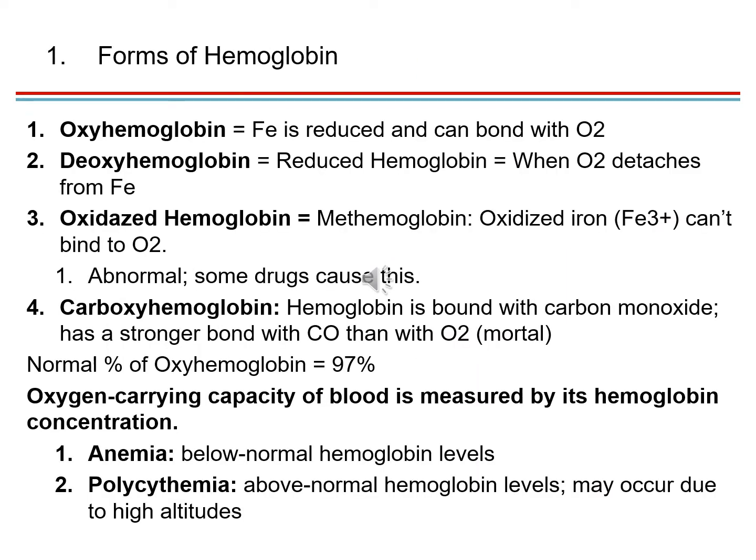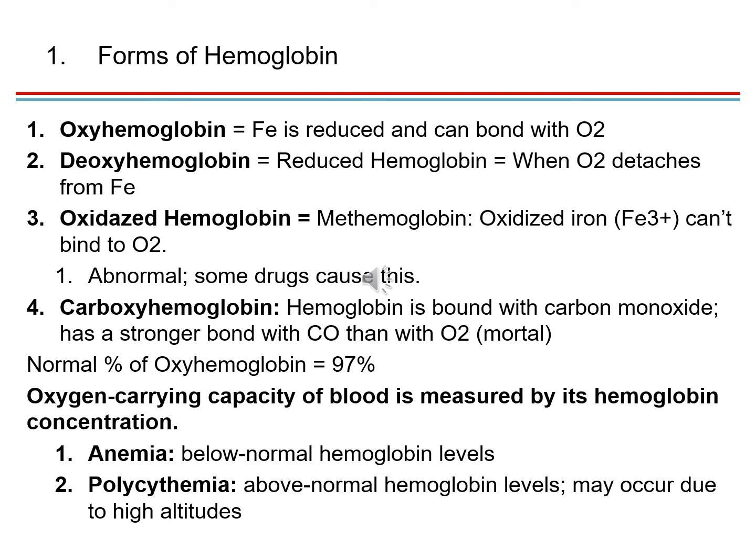From the different types of hemoglobin, we can identify the one that is called oxyhemoglobin. The oxyhemoglobin is when the iron is reduced and can bond with oxygen. That one is the normal state of hemoglobin, that is when the capillaries or the blood is emerging from the lungs, where the erythrocytes have the capability to take in the maximum amount of oxygen, oxyhemoglobin.